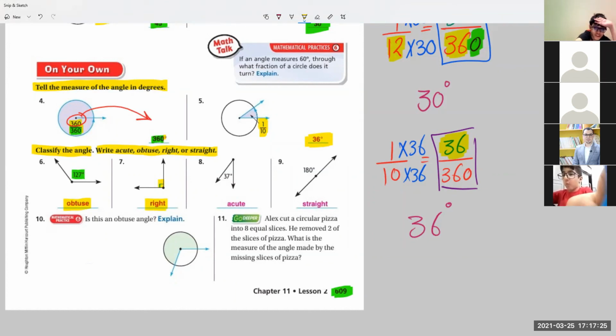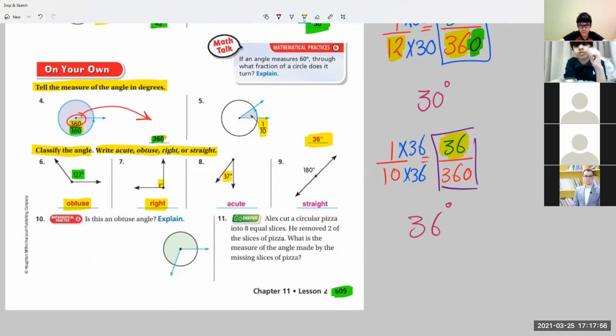Okay, what about number 8? We have 37 degrees. The measure of this angle is 37 degrees. So what do you think? The angle is actually acute. Why? Because it's 37 degrees. What? Because it's 37 degrees. No, I don't think so.